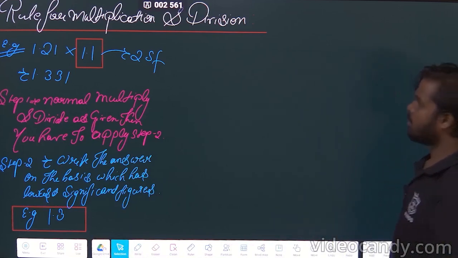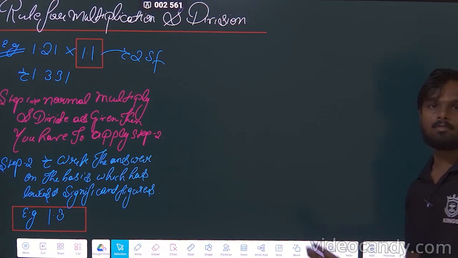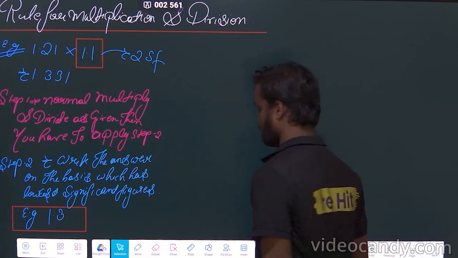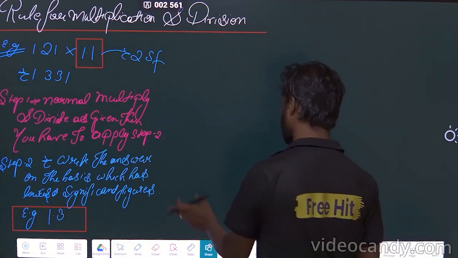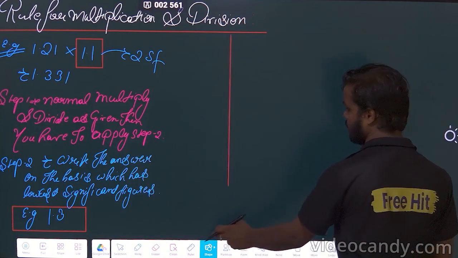Okay, so this is how you have to do the normal multiplication, division and addition in terms of significant figures, and these are the other rules you have to follow. No one is going to ask, but as we are covering everything, we will not leave anything.